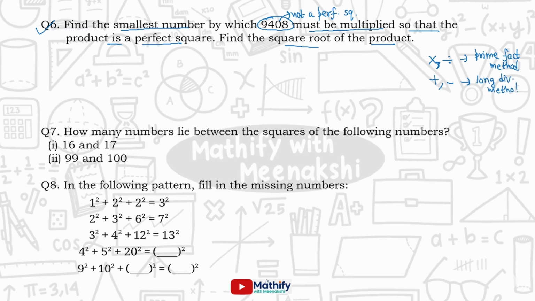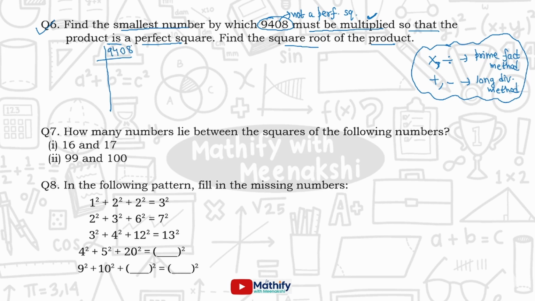So learn this. Whenever they say what you will multiply or divide to make a number a perfect square, always follow prime factorization. And whenever they say what you will add or subtract to make a number a perfect square, always follow long division. So here the word is multiplied, as you can see here. The word is multiplied, so I will do prime factorization. So I will take the prime factorization of 9408.